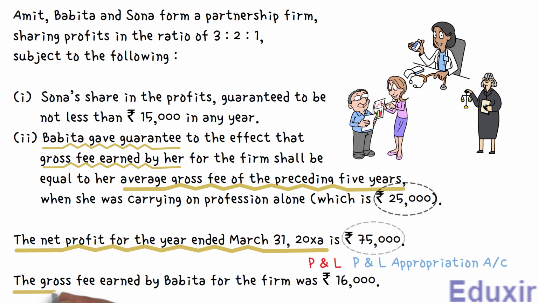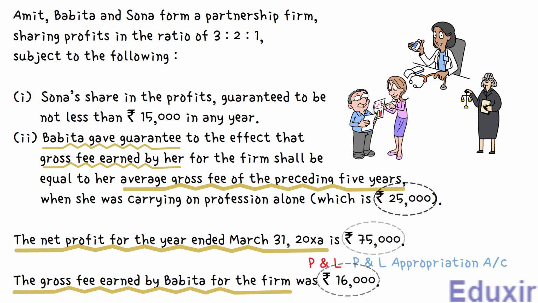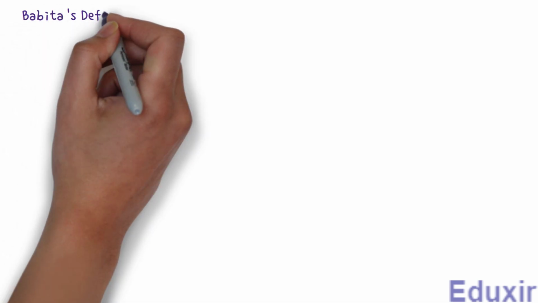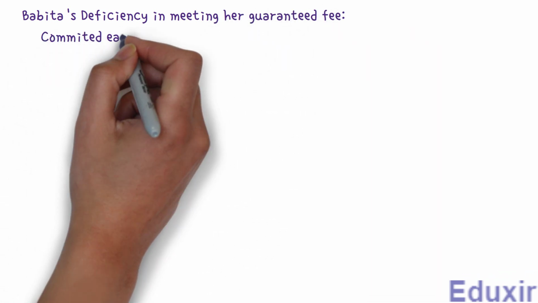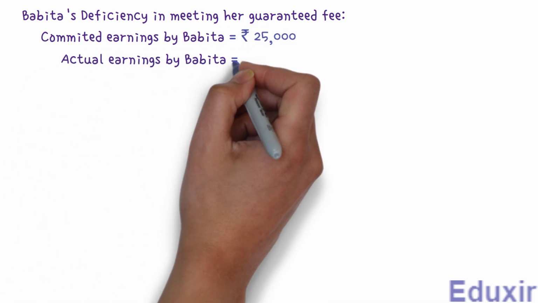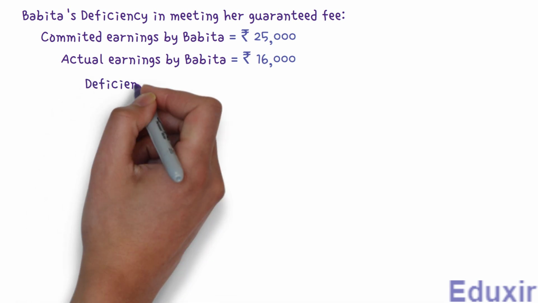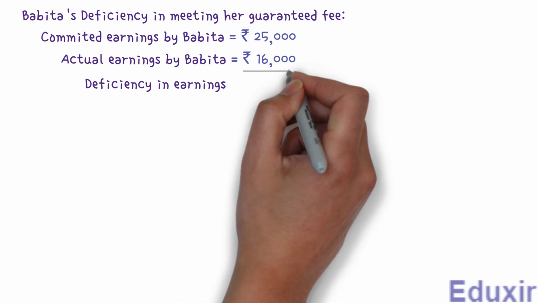But this year, the gross fee earned by Babita for the firm was only 16,000 rupees. Now, these 16,000 rupees are less than 25,000 rupees, right? So, clearly, there is a deficiency from the committed amount. Let's find out how much it is in the working notes. Let's first write the heading Babita's deficiency in meeting her guaranteed fee. Now, the committed earnings by Babita were 25,000 rupees. The actual earnings by Babita were 16,000 rupees. So, the deficiency in earnings is 25,000 rupees minus 16,000 rupees, which is equal to 9,000 rupees.